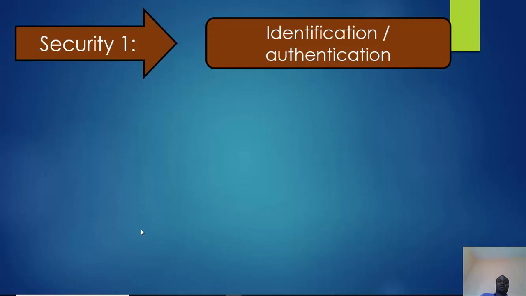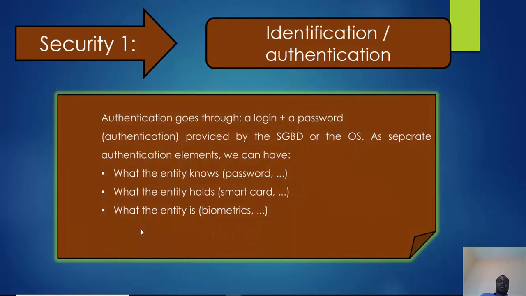The first step of security, we call it identification or authentication. In this case, this is what will happen. Authentication goes through a login plus a password. And the authentication element can be what the entity knows, a password, what the entity holds, a smart card, or what the entity is, like biometrics.